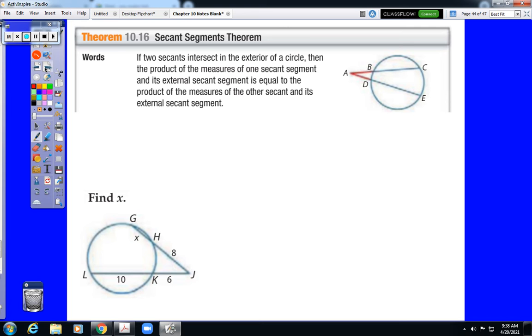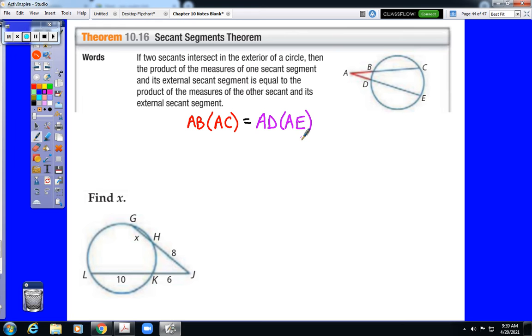Now we're not actually interested in the inside portion because our rule, and this is worded incredibly poorly, you can read it for yourself, but it's just not good. Our rule is very simple. It says the outside portion, which would be like AB, times the entire length of the segment, such as AC, equals the outside portion of the other segment, AD, times the entire length of the other segment, AE. That's the rule. Outside part times entire length equals outside part times entire length.